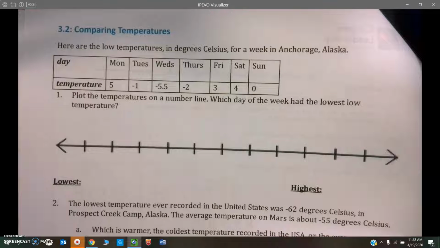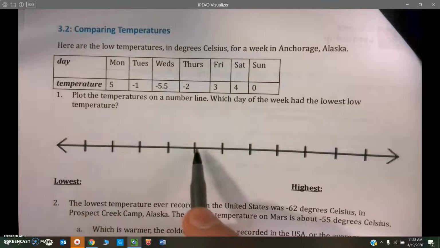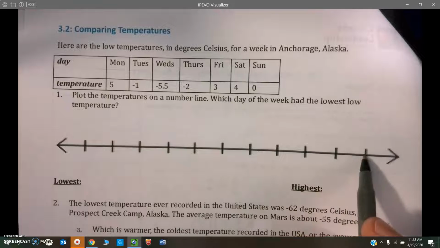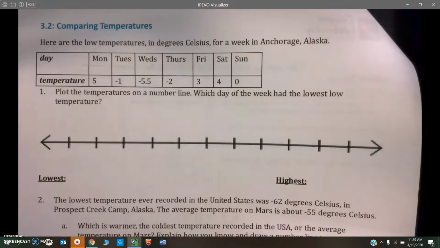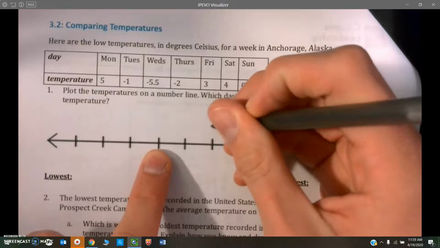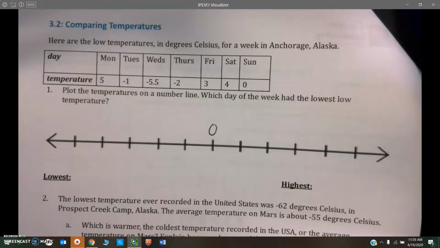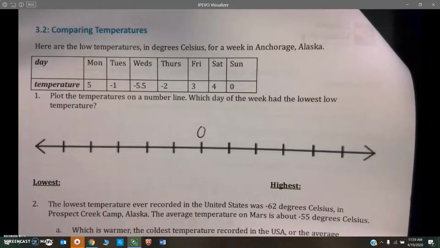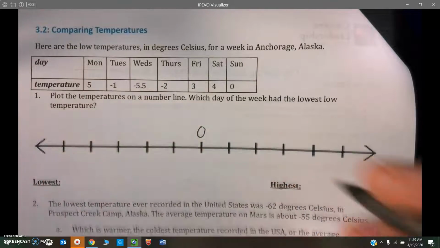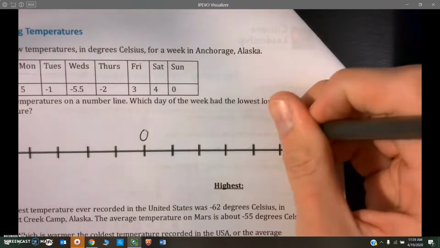There's a 0 here. It's always kind of a good idea to put 0 on the number line, probably somewhere towards the middle. So 1, 2, 3, 4, 5, 6, 7, 8, 9, 10, 11. So if there's 11, then in the middle would be 5 to the left and 5 to the right. So there's 0, and there's Sunday. Okay, and now 5. So once again, positive numbers are to the right. So 1, 2, 3, 4, 5 would be over here.